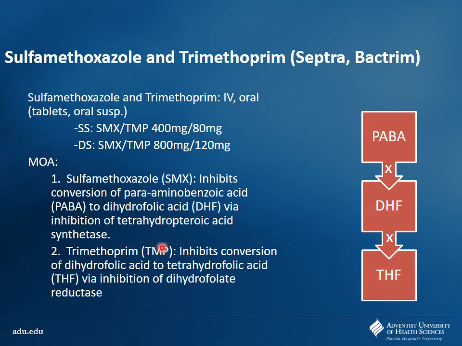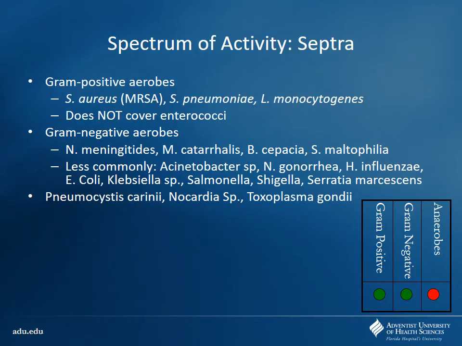Trimethoprim, otherwise abbreviated TMP, inhibits the further conversion of dihydrofolic acid to tetrahydrofolic acid, or THF. So you can see trimethoprim is working on the secondary step. By blocking both of these steps, the bacterial cell cannot use folic acid, which is really important for generating things like new base pairs for DNA. This eventually leads to bacterial DNA damage, which can further lead to bacterial cell death.